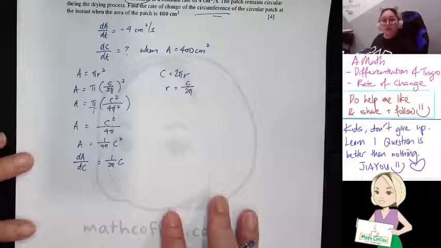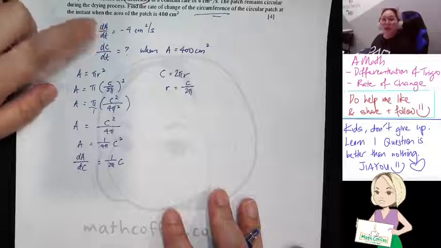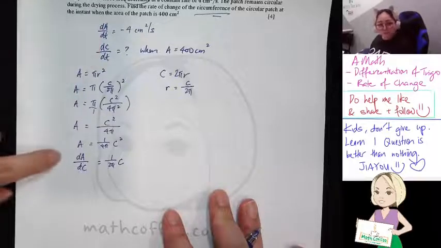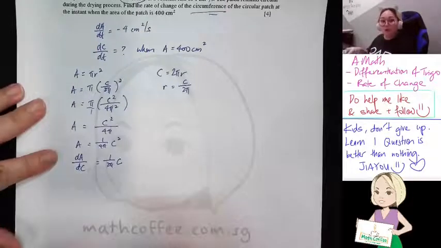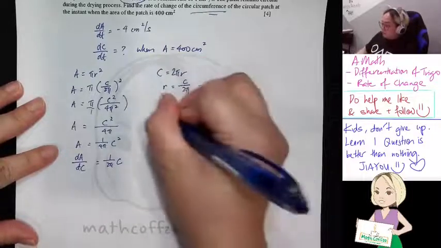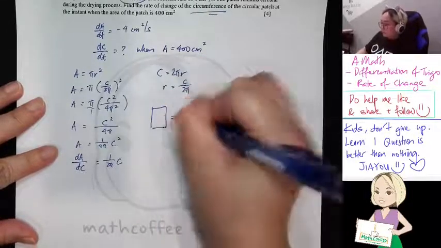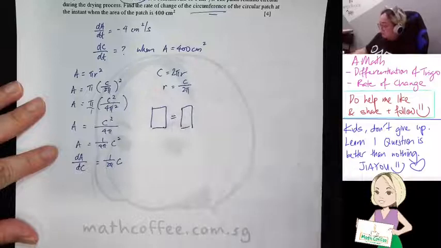Now kids, I have my dA/dt, I have my dC/dt, and I have my dA/dC. So remember, we have to form the connection. Remember I said it is something equals to something. This one is too small, later I cannot squeeze it in.